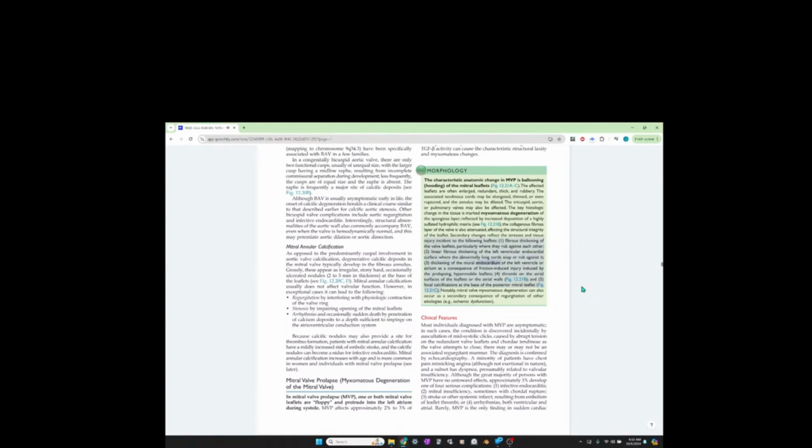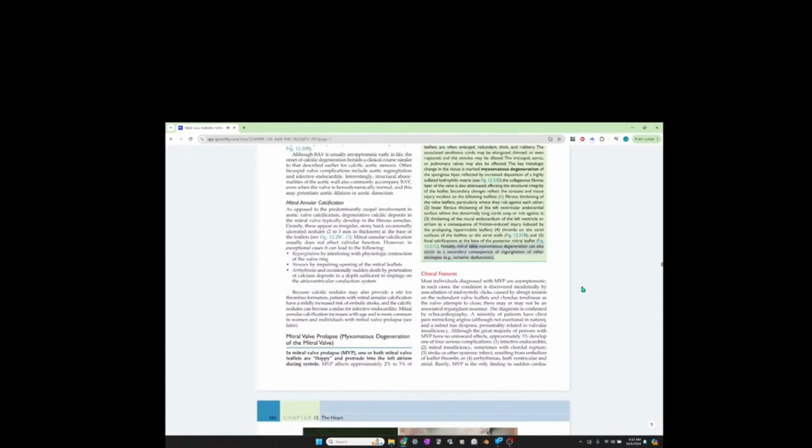thickening of the mural endocardium of the left ventricle or atrium as a consequence of friction-induced injury by the prolapsing, hypermobile leaflets; thrombi on the atrial surfaces of the leaflets or the atrial walls; and focal calcifications at the base of the posterior mitral leaflet. Notably, mitral valve myxomatous degeneration can also occur as a secondary consequence of regurgitation of other etiologies.